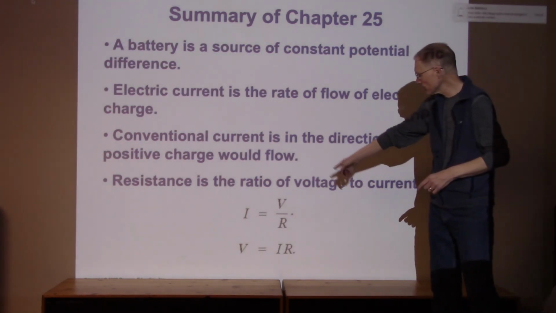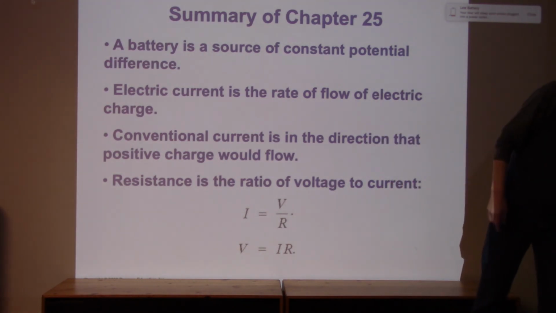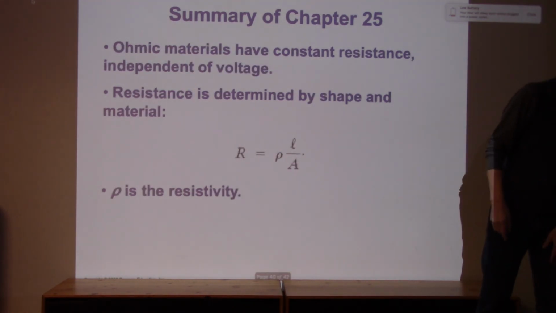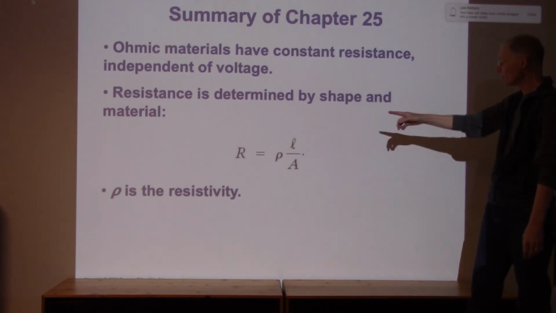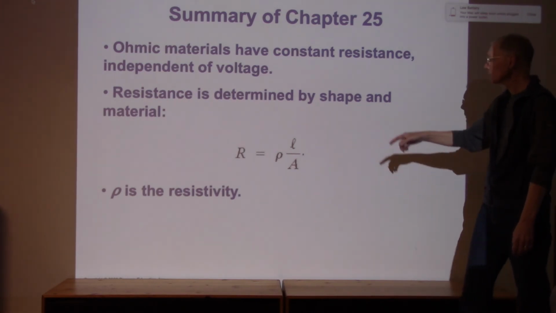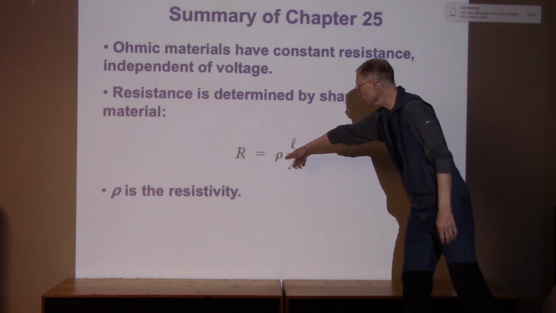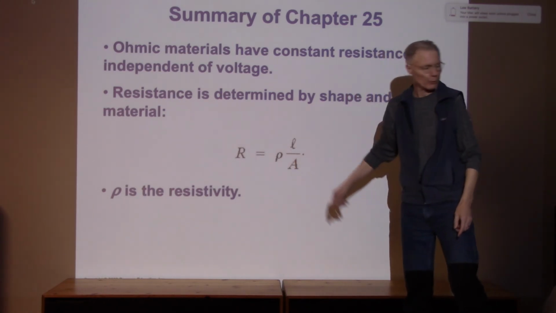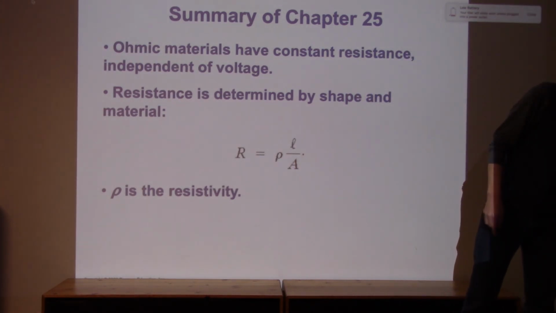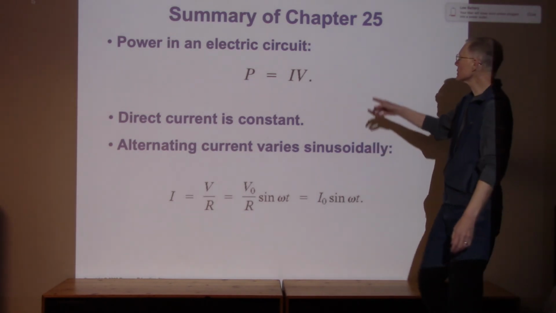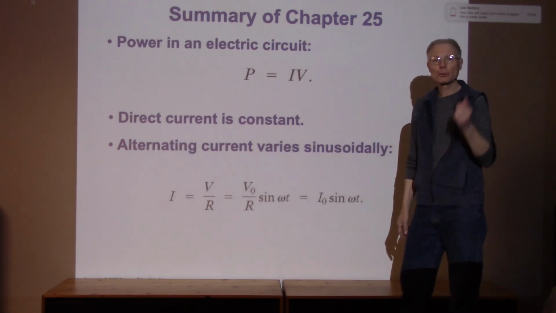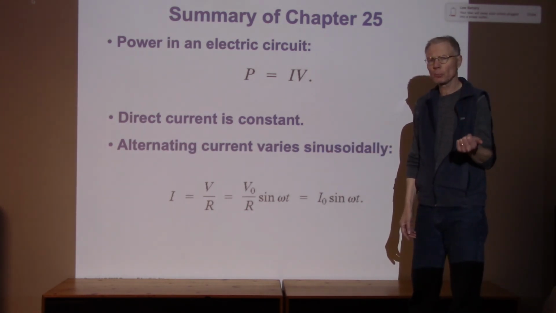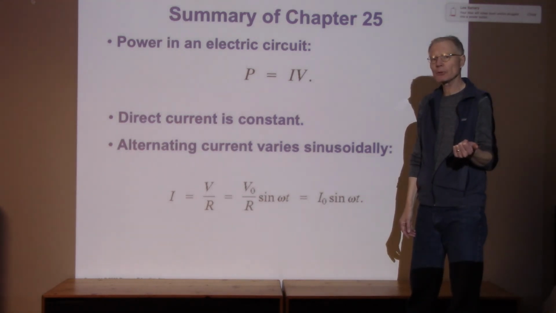Resistance formulas and current formulas are down below here. And then how do we determine when we're building a resistor? It depends on the material property of resistivity, the length, and the cross-sectional area. Power is given by IV. That's true for a battery. It's true for a resistor. It's true for a capacitor.